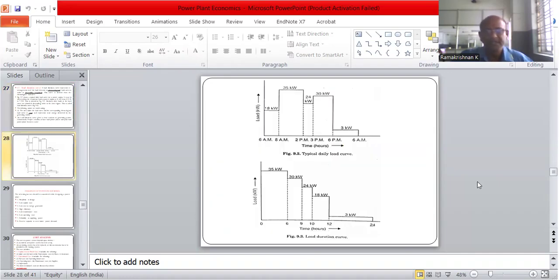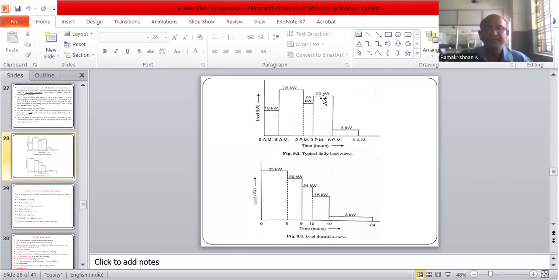The diagram shows clearly the daily load curve and the load duration curve. The above diagram shows the load curve for 24 hours, from 6 a.m. to 6 a.m. Here the maximum demand is 35 kilowatt. For the load duration curve, the maximum demand is considered first. So 35 kilowatt is for a time period of 6 hours, that is 8 a.m. to 2 p.m.